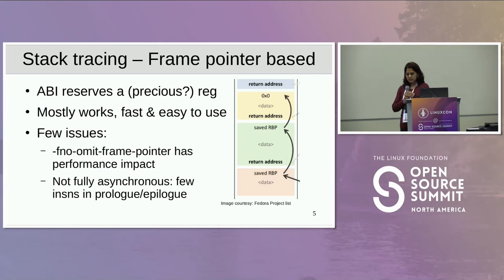So the first method is the frame pointer method, right? This is perhaps one of the oldest methods for stack tracing. In this method, the ABI reserves a register, and the compiler generates additional instructions using which the program will save the top of the stack as you enter the function, and also restore as you exit the function. For example, in case of x86, the register is RBP, and you will see additional instructions in your program, which are the prologue and epilogue, using which the program will save and restore these instructions.